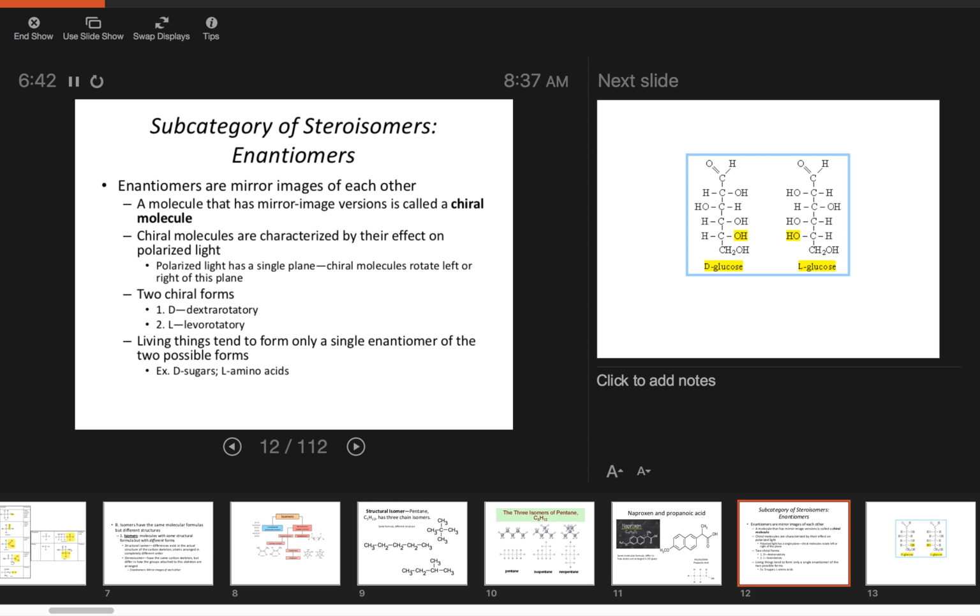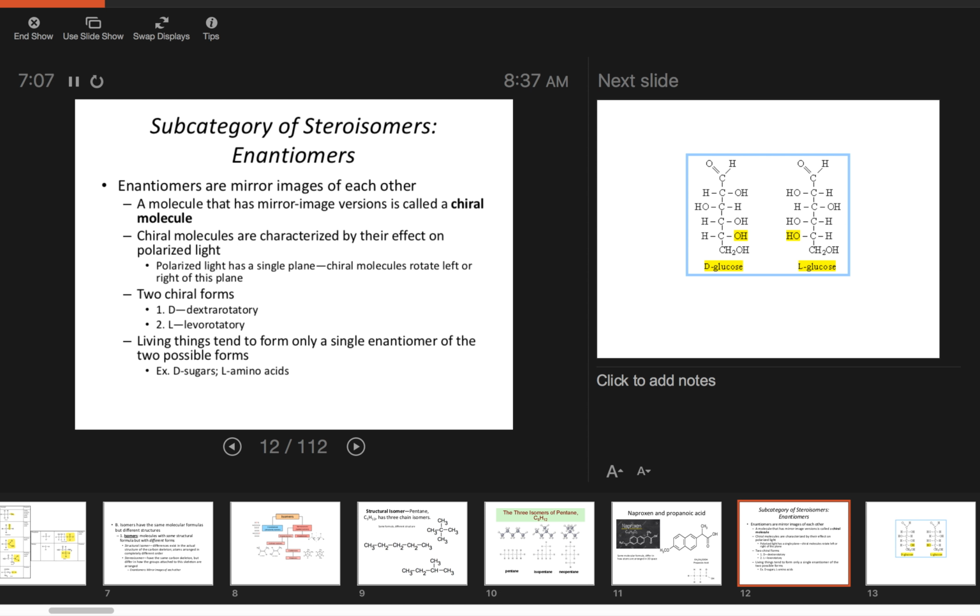So dextrorotatory and levorotatory. Cool thing about left-handed, right-handed molecules is that in nature, one form is made, but you can manufacture it to be the other handed, if you will. So like, great example here. I wish Logan was here because he asked about this. D sugars and L amino acids.